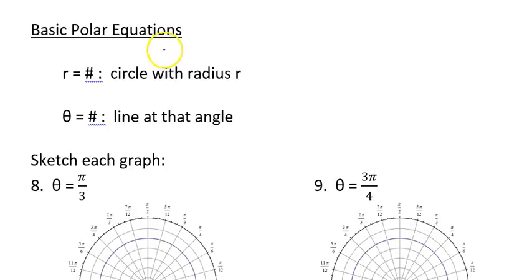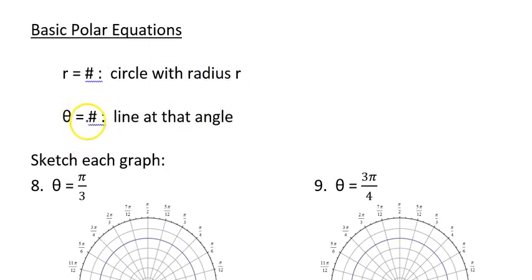Now we're going to get into our basic polar equations. And these are the most basic. We're going to get into some more challenging ones in our next lesson. The first kind is when you just have r equals a number. That means it's a circle with that radius. So if r equals 5, it's just the circle with a radius of 5.